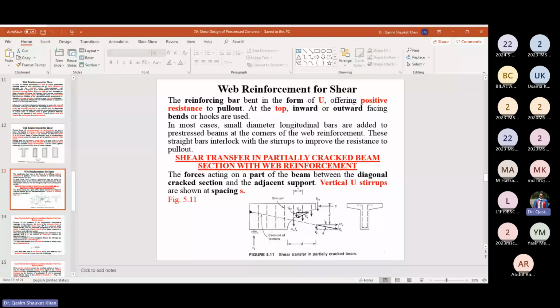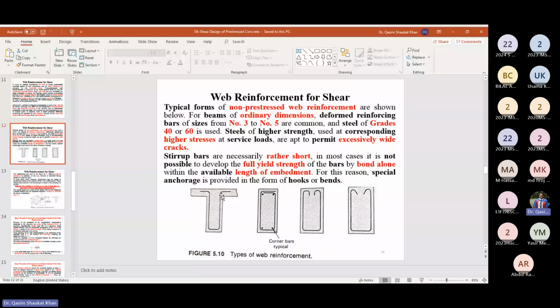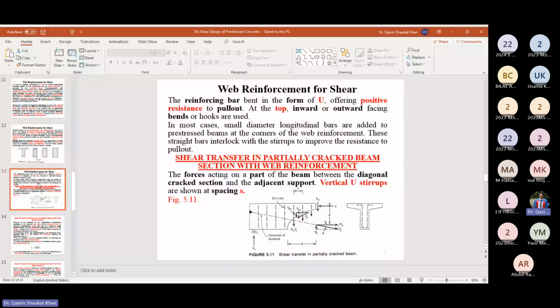Now, next is the reinforcing bars. This is the web reinforcement. We are continuing with this. The reinforcing bar bent in the form of the U, you can see this. These were the U's, web reinforcement. This is also basically U, and then you have the bend at the top. So U and bent at the top. The reinforcing bar bent in the form of U offers positive resistance to the pull out.